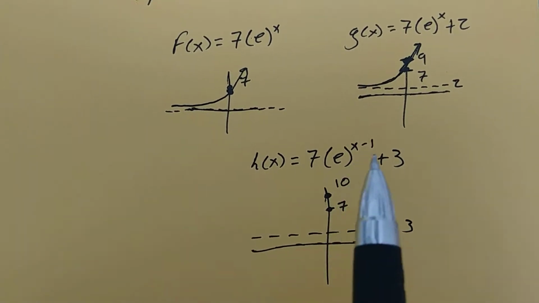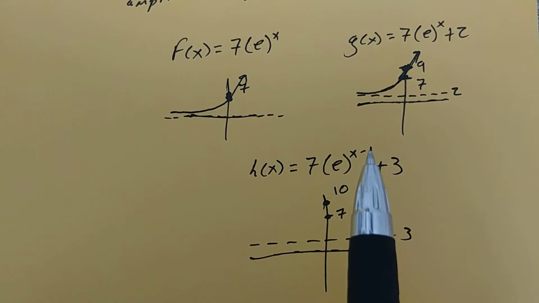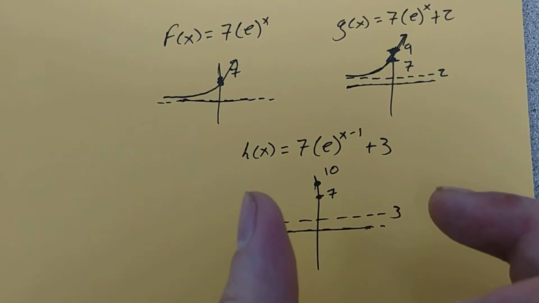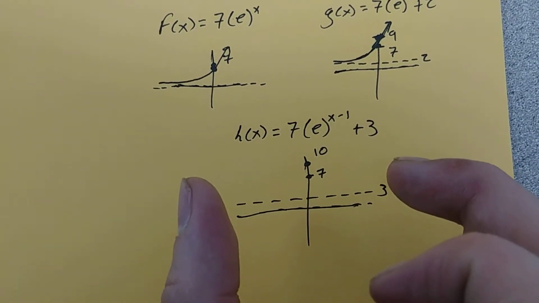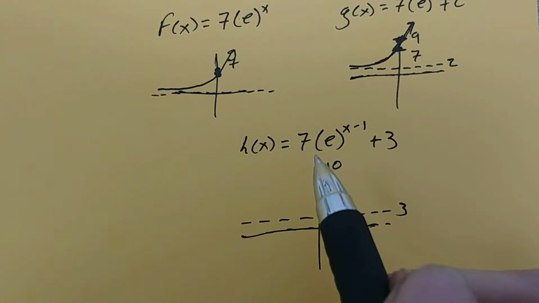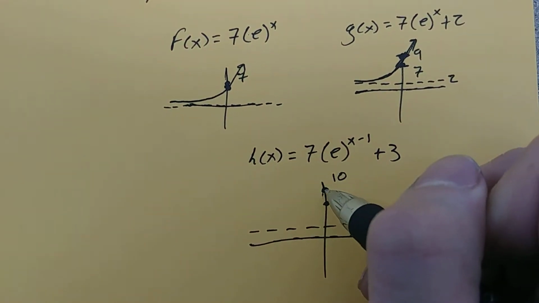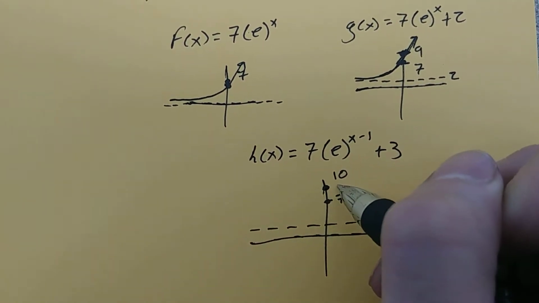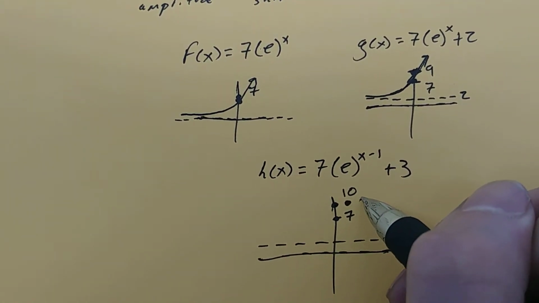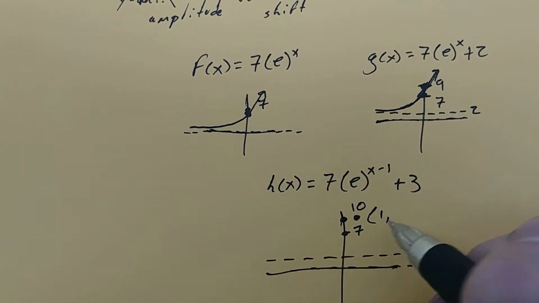But that's not it, we have this minus 1. Everything has to shift to the right 1 unit. Well, do you want to shift the asymptote to the right 1 unit? You can do that, but I think it'll make no difference because it's horizontal, so it'll stay there. But this point, you can shift right 1 unit. Boom. It'll be there now. This is my new point, and it's at 1, 10.